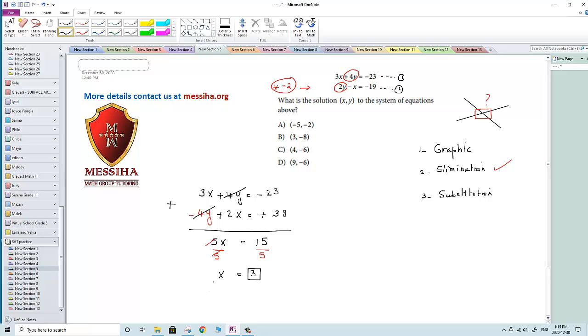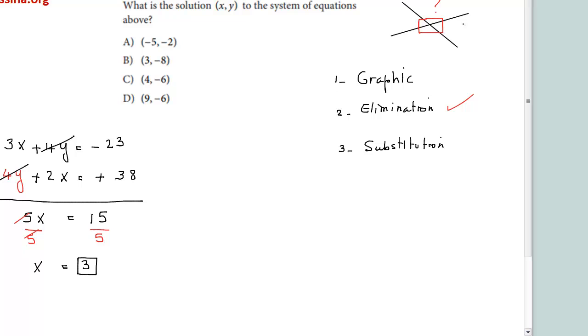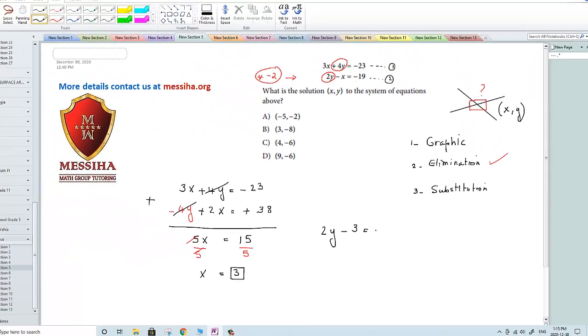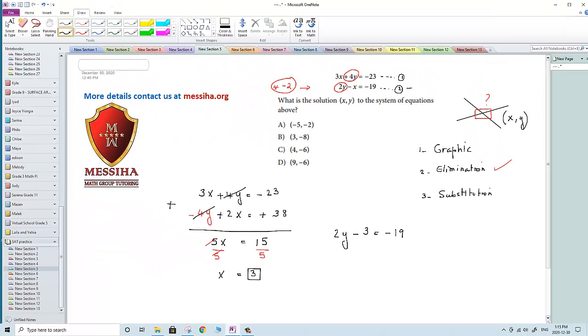Now, it's asking for the solution x and y, which means I need the x and y of this intersection point. If I have x, how am I going to find y? I can use either of the two equations to find y. So let's say I'm going to choose equation number 2. I have 2y minus x, I know x equals 3, equal negative 19. I used equation number 2, but I'm free, I can use equation number 1.